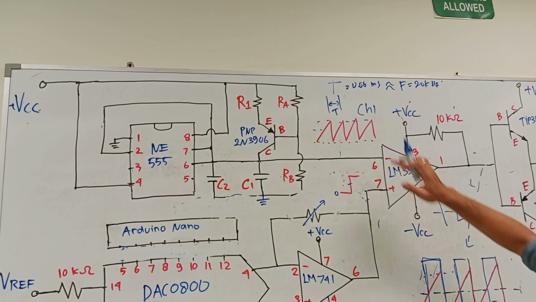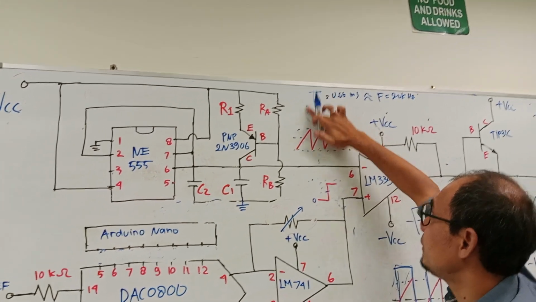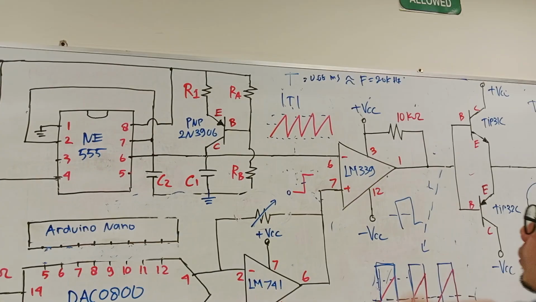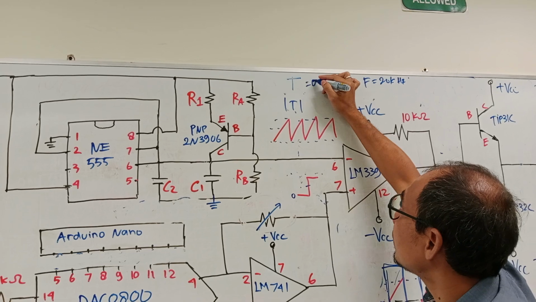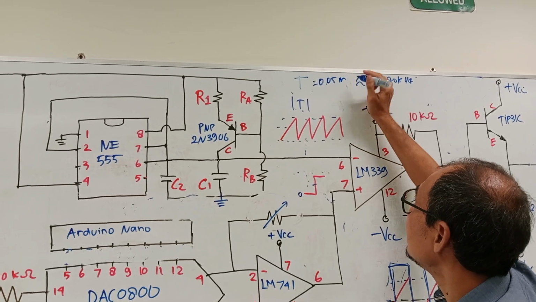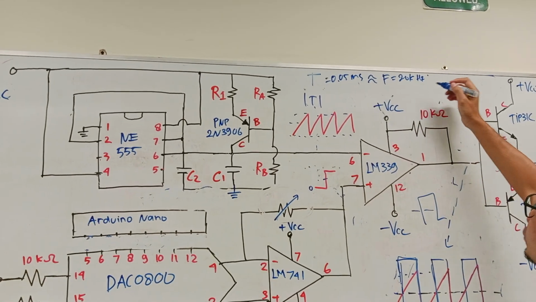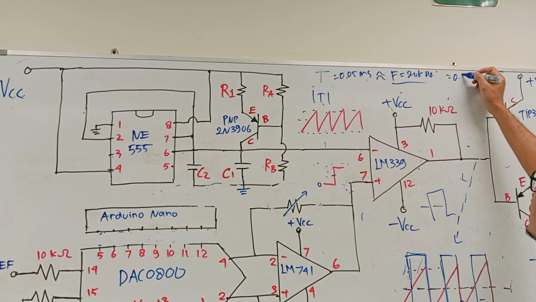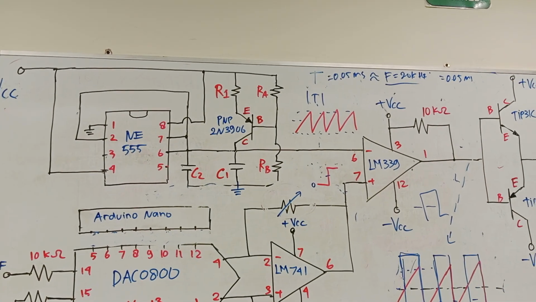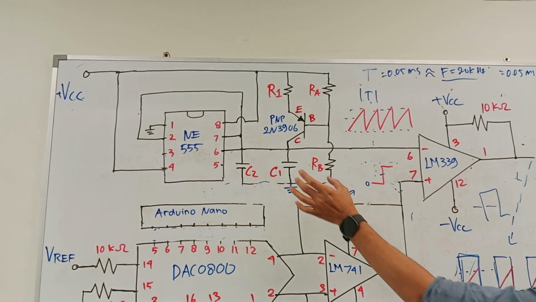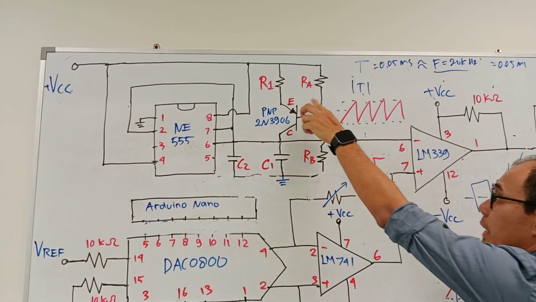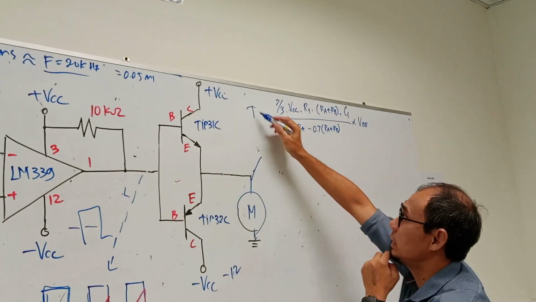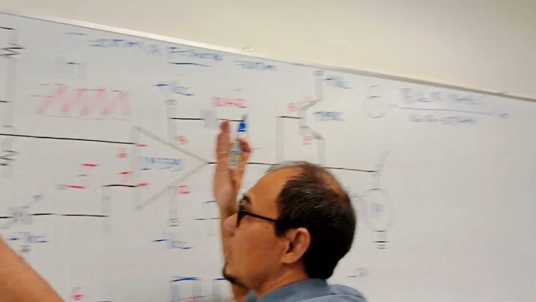Your task is to get the T, the period, between peak to peak of the signal, from here to here. The T is supposed to be 0.05 millisecond. Why? Because it is noted that you need to have at least 20 kHz, and if you convert that into T, this will be 0.05 millisecond. How do you find this? You need to determine the values of RA, RB, and C1 and C2 using this equation. Once you get this, that means your part 1 is completed.